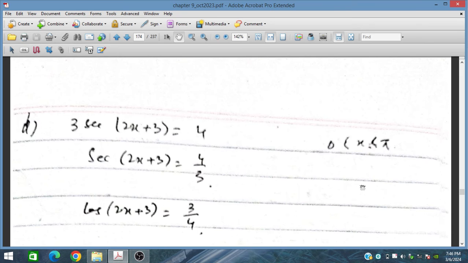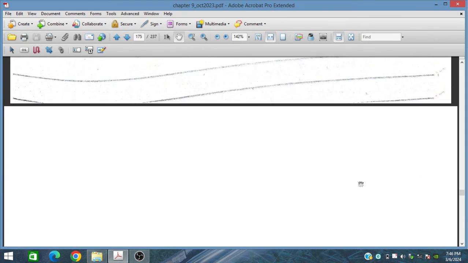Similarly for the solution, part D is simple.